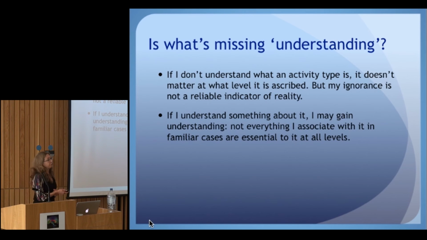Second of all, if I do understand something about it, so I have an idea of what rotating is, and I see a planet rotating, and somebody says it's rotating in part because its atoms are rotating and they have mass and so forth. Then I can gain understanding by seeing that relationship, by seeing the same sort of activity going on at different levels. And what I may learn, among other things, is that what the planet is doing is also replicated at the level of some of its parts. Oh, that's kind of interesting.